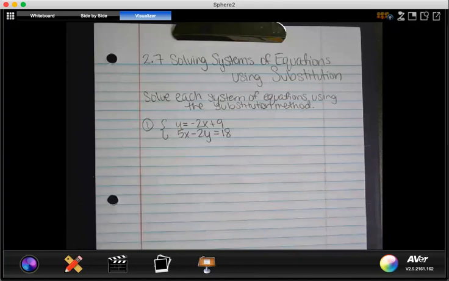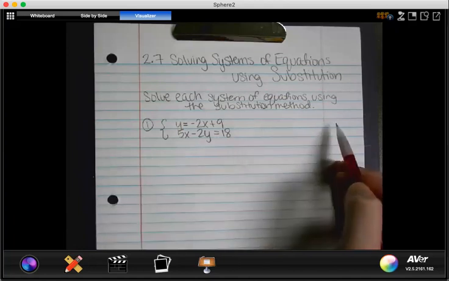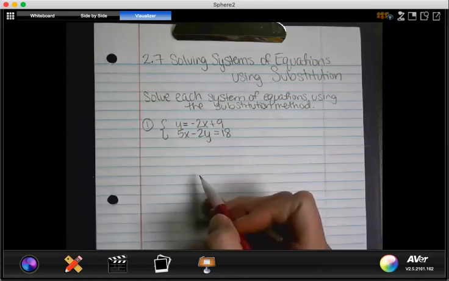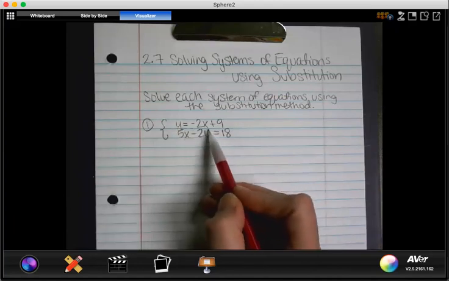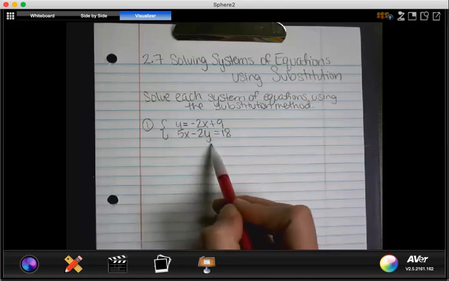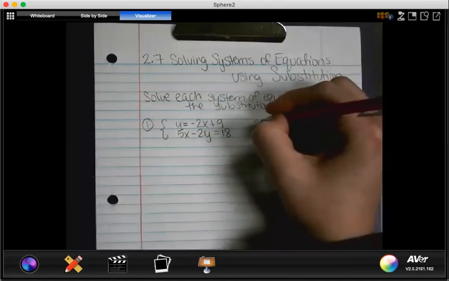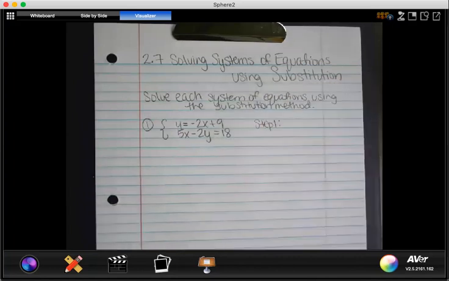For this first problem, we're going to go along step by step, and I'm going to write in words on the right side what we're doing, and on the left side, I'm going to do the math. We're going to do a few examples, and then you'll complete your assignment. Question number 1: y equals negative 2x plus 9 and 5x minus 2y equals 18. Note that you can stop, pause, and fast forward at any point that you need.